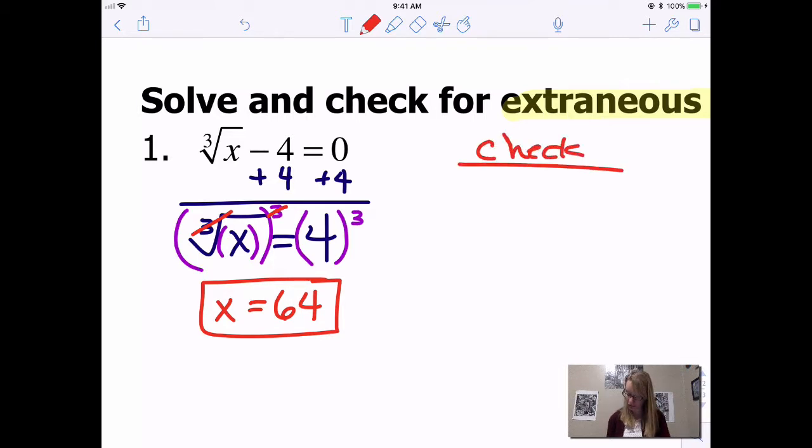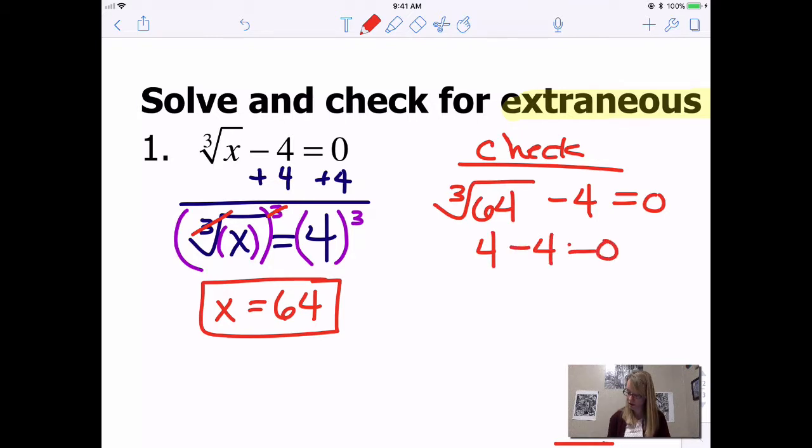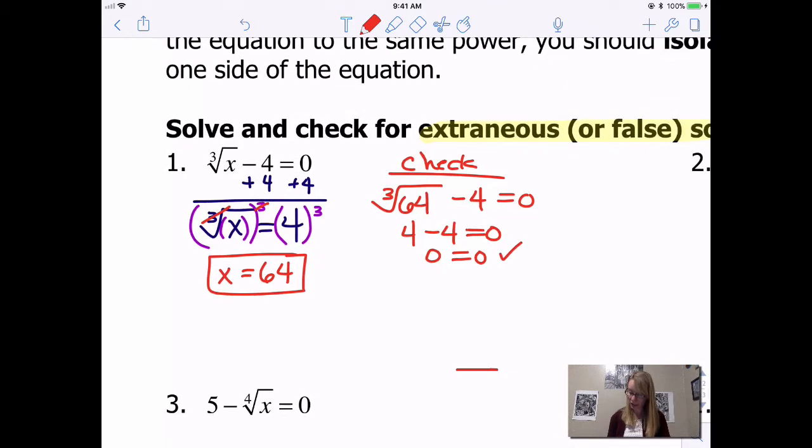To check, we're literally going to plug in the answer that we got, 64, for x. So does the third root of 64 minus 4 equal 0? Well, the third root of 64 is 4. I can check that in my calculator, minus 4. So 0 equals 0, check. I do need to see that check every single time today. Even if you're plugging into your calculator, I still need to see it written over on the side.